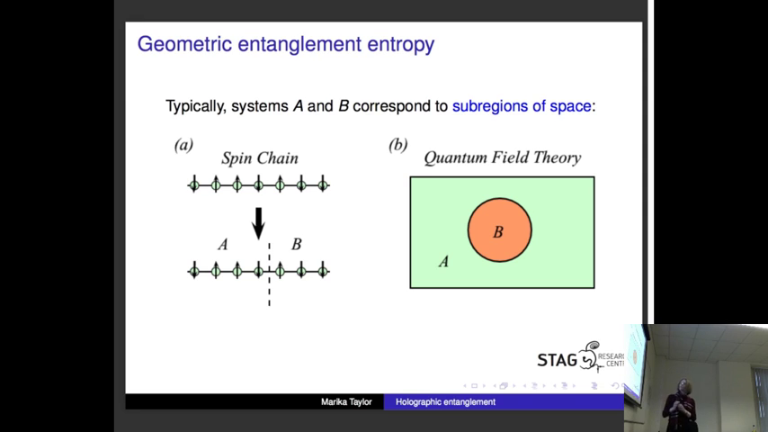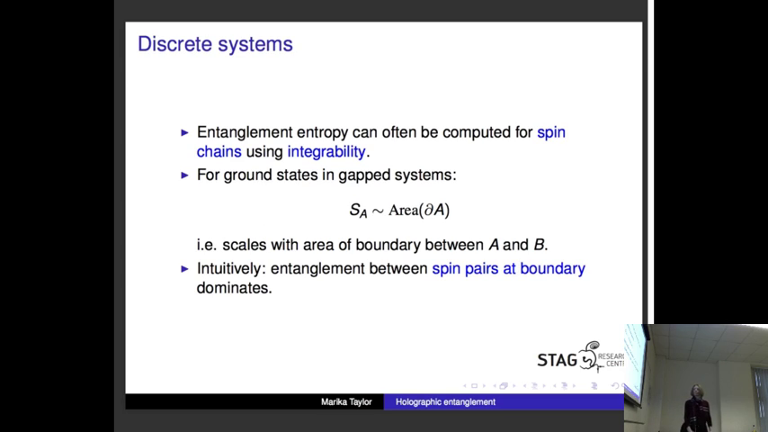As we go up in dimensions, if you think about a two-dimensional lattice of spin chains, you'll be basically counting the number of spins which are on the boundary of the region A. You can prove this, but there's a very nice intuitive way to understand why this is the case.